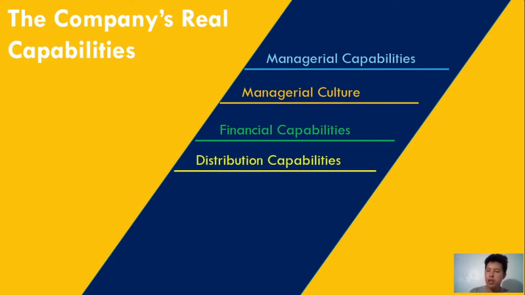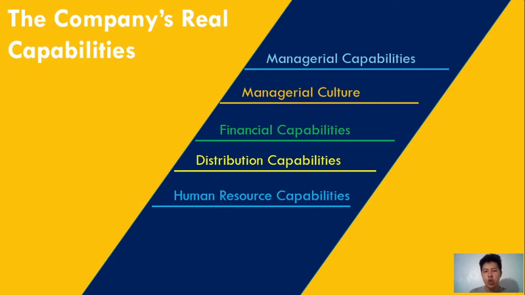The distribution capabilities. How is the company able to distribute products and services? Are they able to provide these products and services based on the promises that have been made in any of the marketing campaigns? How about the human resource capabilities? Do you have people that are knowledgeable and skillful to perform the necessary tasks in order to arrive at the strategic direction?